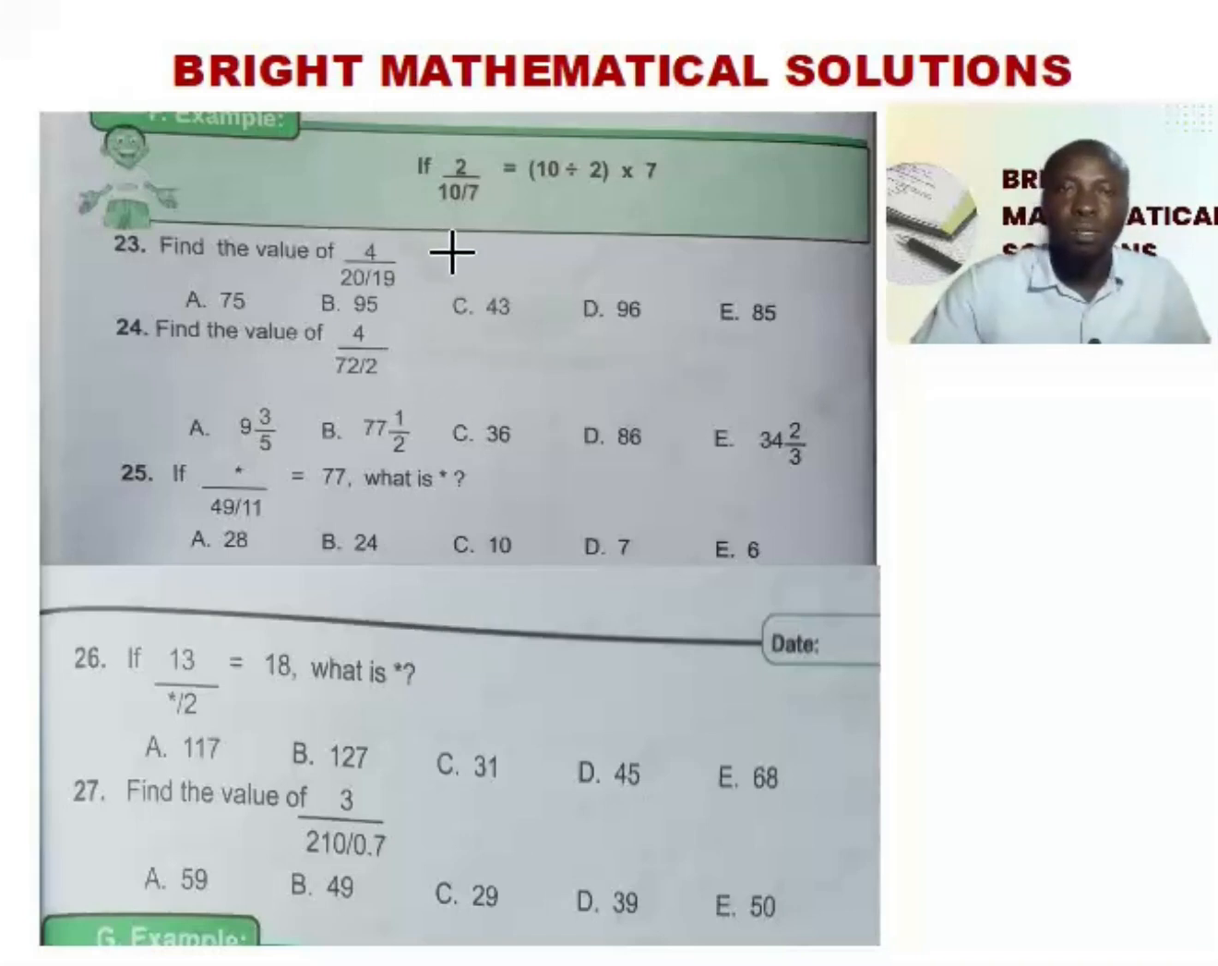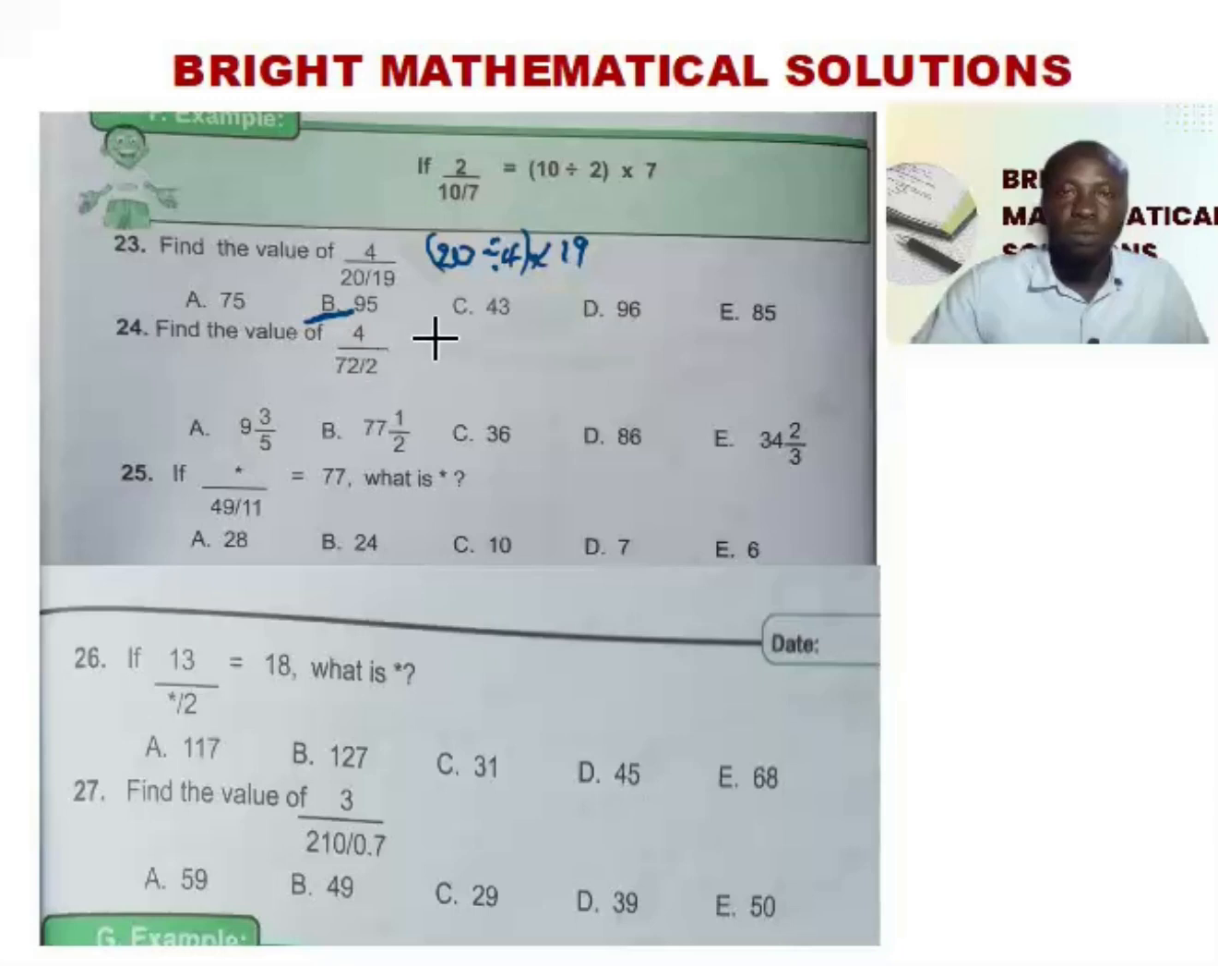Now, we are going to say 20 ÷ 4 × 19. So 20 divided by 4 gives us 5. 5 multiplied by 19 gives us 95. So our answer here is B.